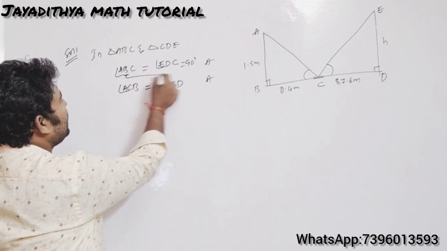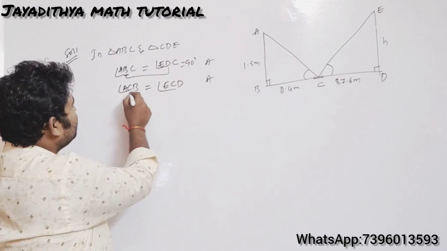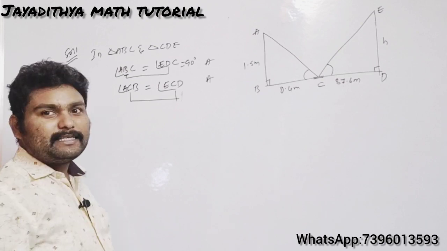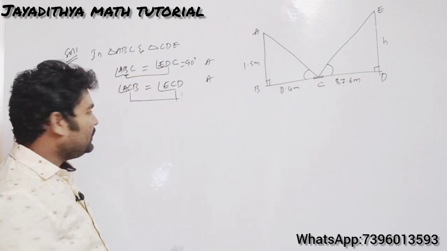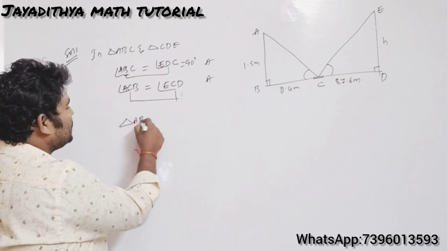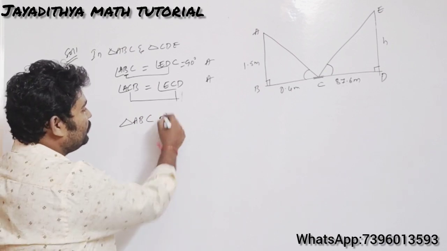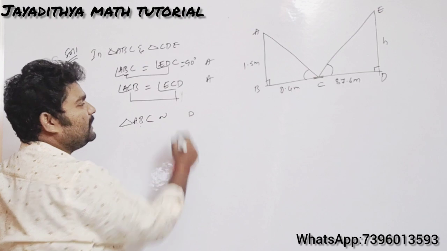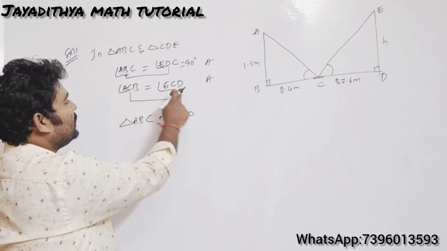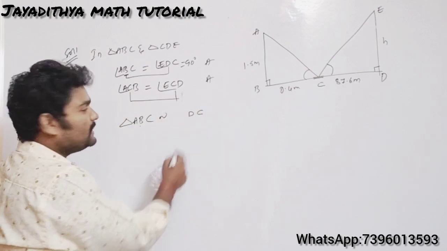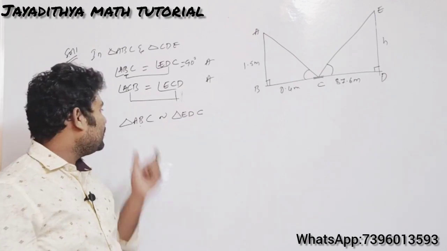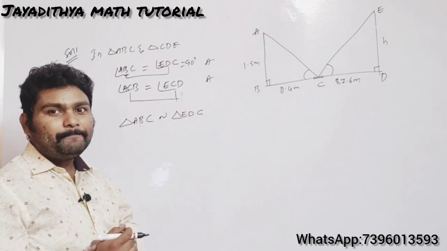By using the AA criterion, you see which angles are equal here. Angle B and D are equal, and C and C are equal. So in these two triangles, C and C are equal, and here B and D are equal. Write the first triangle as you wish. I am taking it as ABC. So triangle ABC is similar to, in place of B what should I write? It should be D. In place of C, what should I write? It should be C. What is the remaining vertex here? That is E. So triangle ABC is similar to triangle EDC.